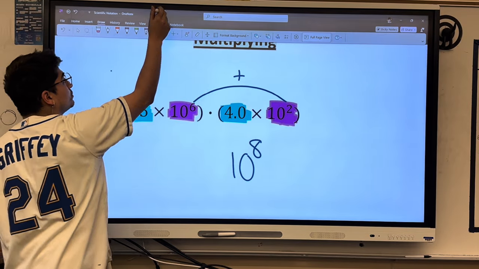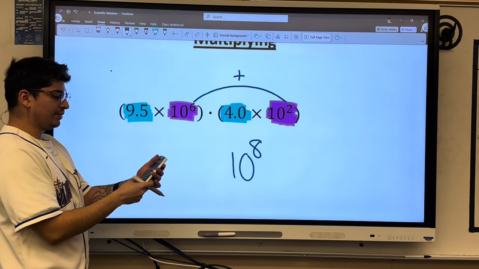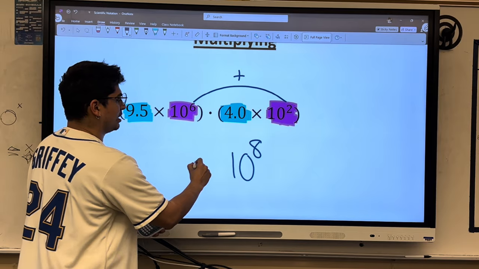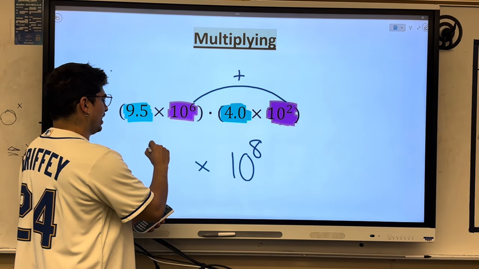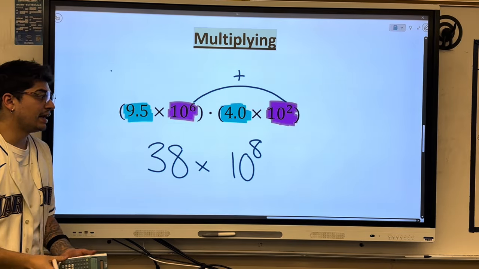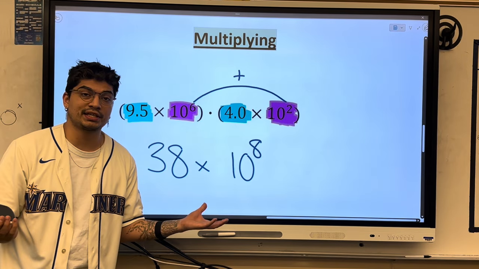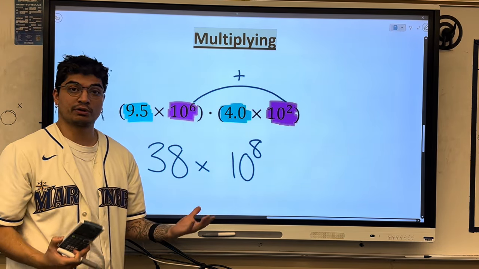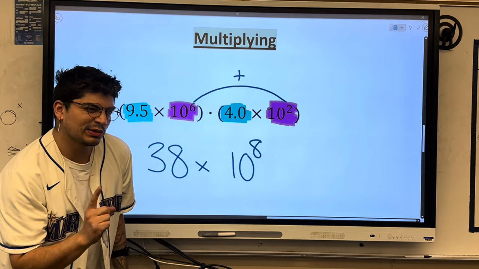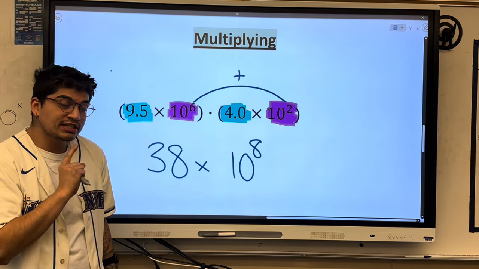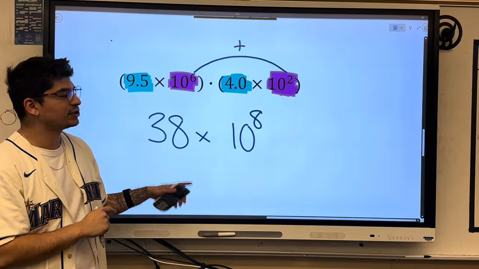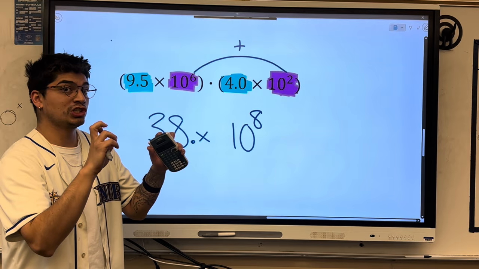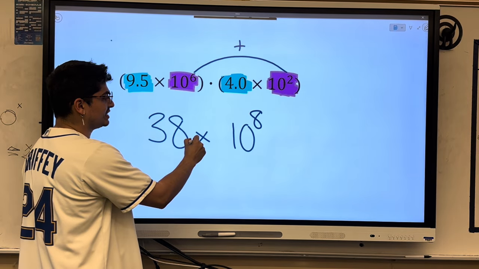So from here, you would do 9.5 times 4 in your calculator, or if you go off the top of your head, you probably could have done that one: you'd have 38. Now, woo, you did the premise of multiplying scientific notation. You multiply your regular numbers, and you add your exponents together. But you've got to remember our one little rule, right? Scientific notation requires that there's only one number in front of the decimal. Right now we have 2.